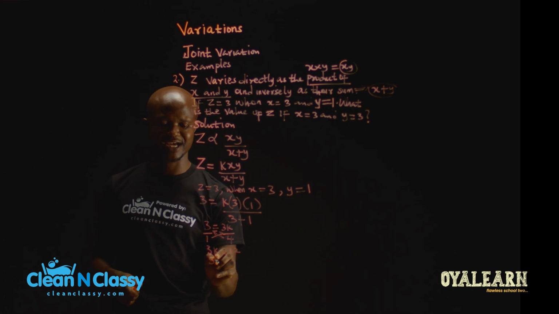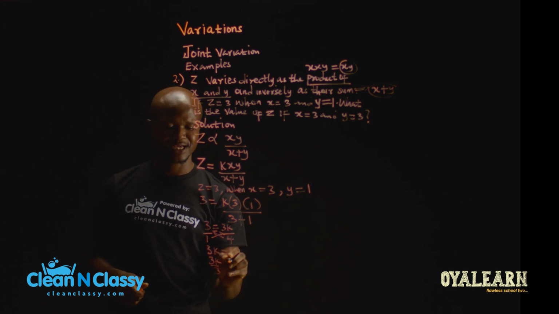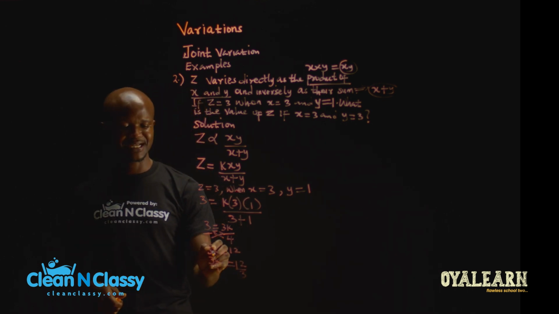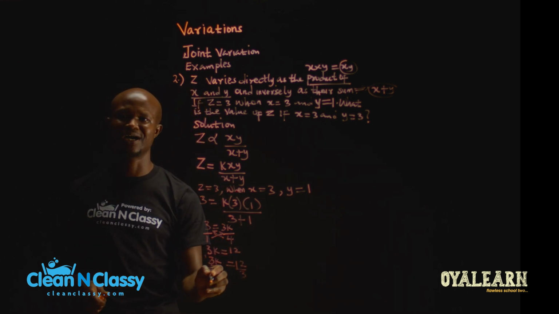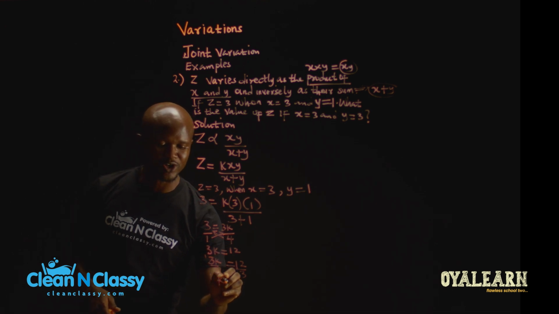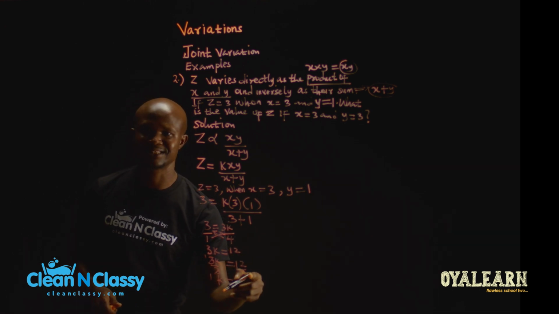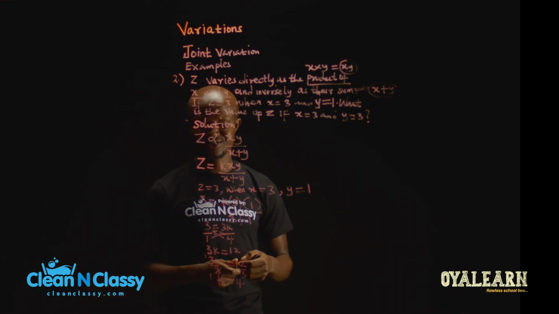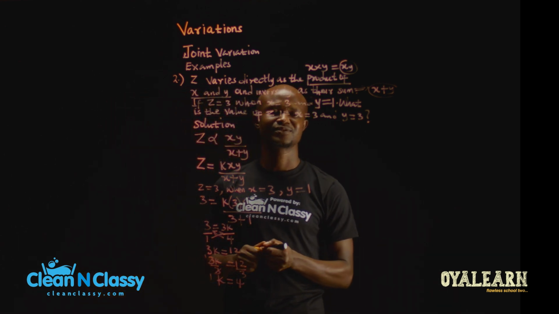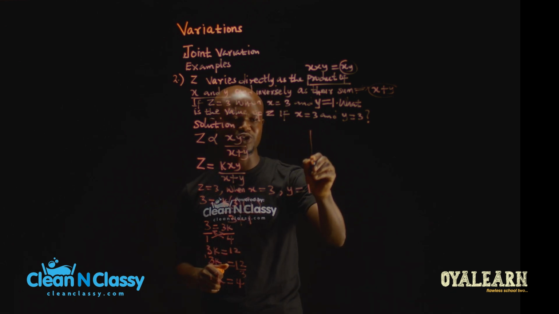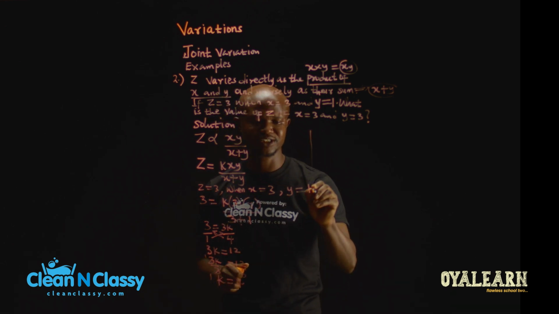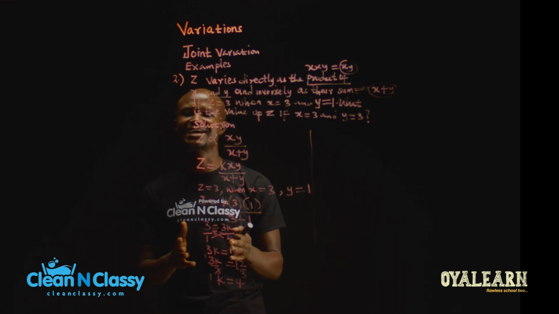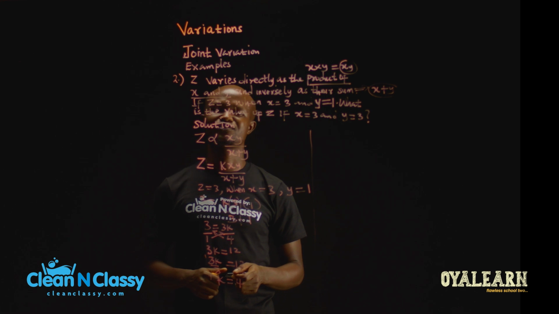So we have 3K divided by 3 equals 12 divided by 3. Then 3 here 1, 3 here 1. So K equals 12 divided by 3. That is 4. We can now write the relationship between Z, X, and Y from here.